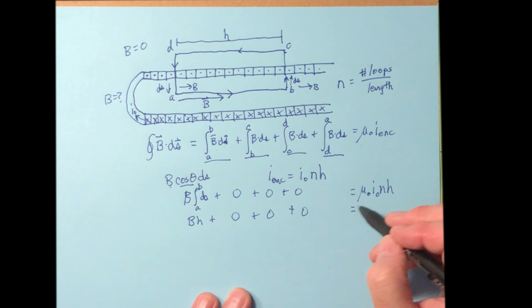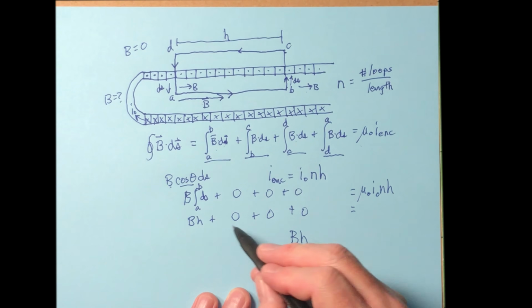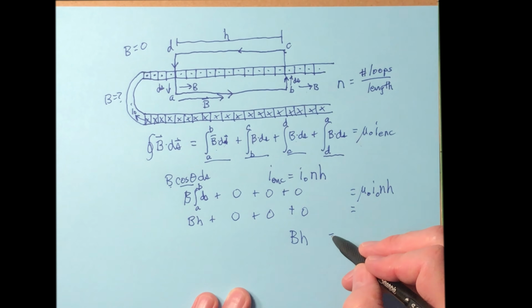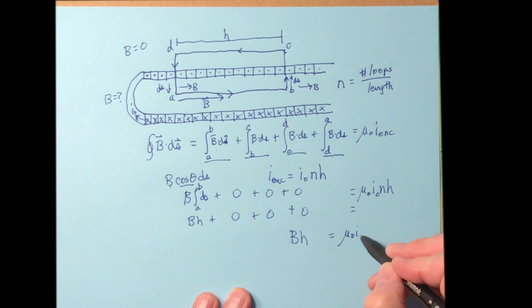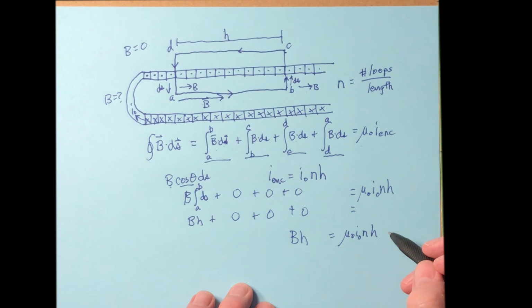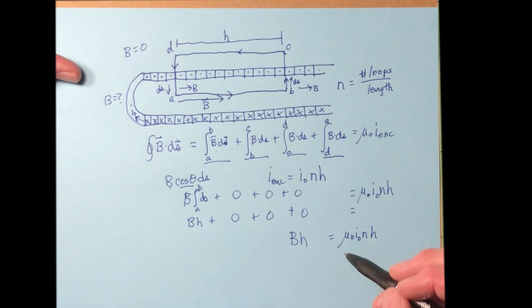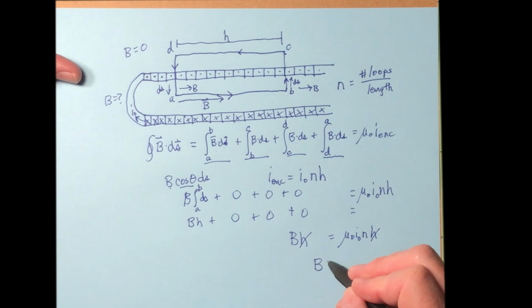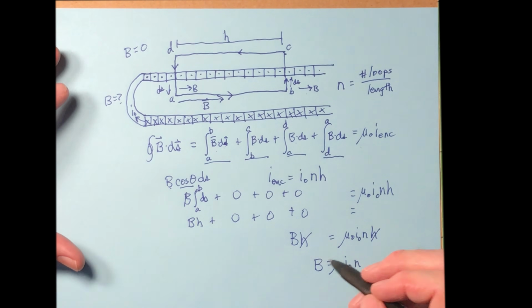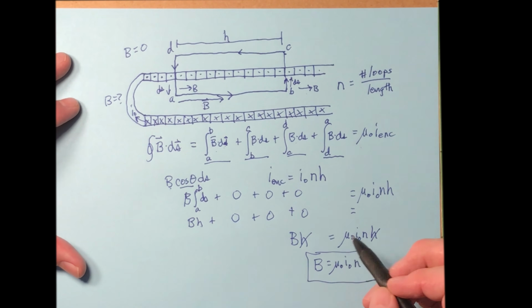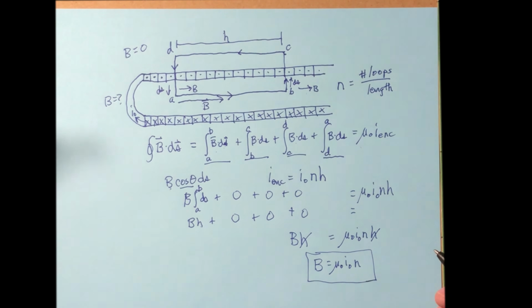But what does that mean? B h is all that's left on the left-hand side, and it is equal to mu naught I naught little n times h. If that's the relationship, then we need to solve for B, and we can do that just by realizing that the h's cancel. So B equals mu naught I naught times n. So there we have the equation for the magnetic field on the interior of a solenoid.